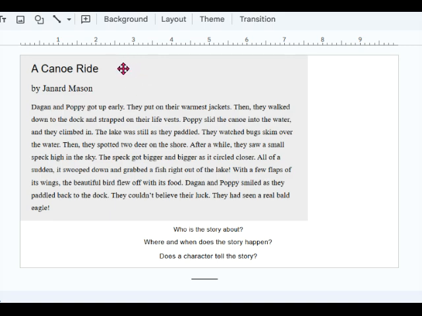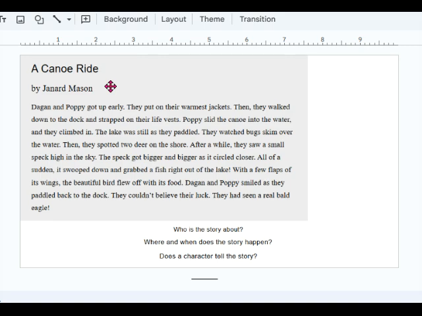A Canoe Ride by Gennard Mason. Dagon and Poppy got up early. They put on their warmest jackets. Then they walked down to the dock and strapped on their life vests. Poppy slid the canoe into the water and they climbed in. The lake was still as they paddled. They watched bugs skim over the water. Then they spotted 2 deer on the shore.